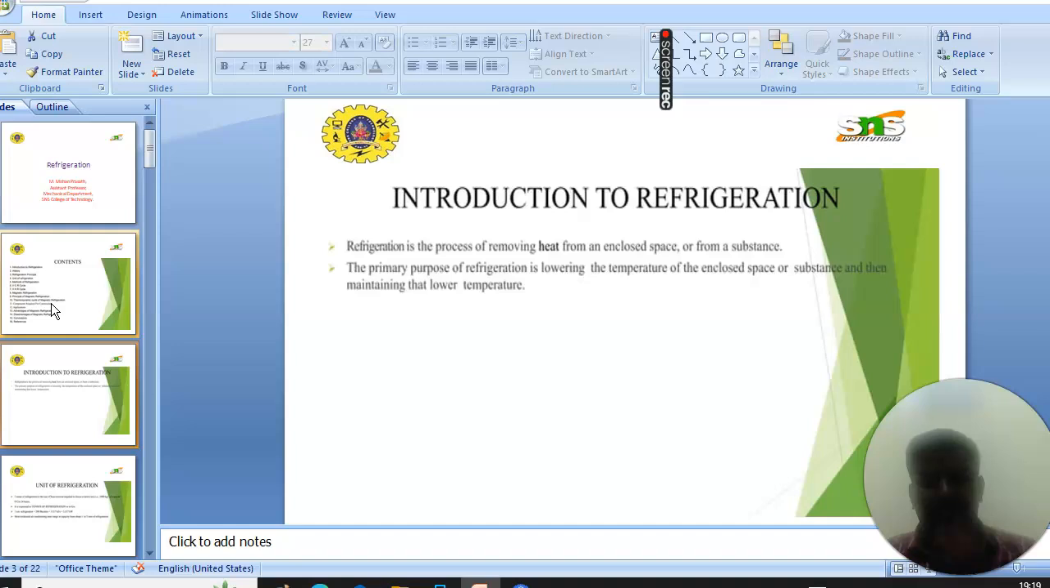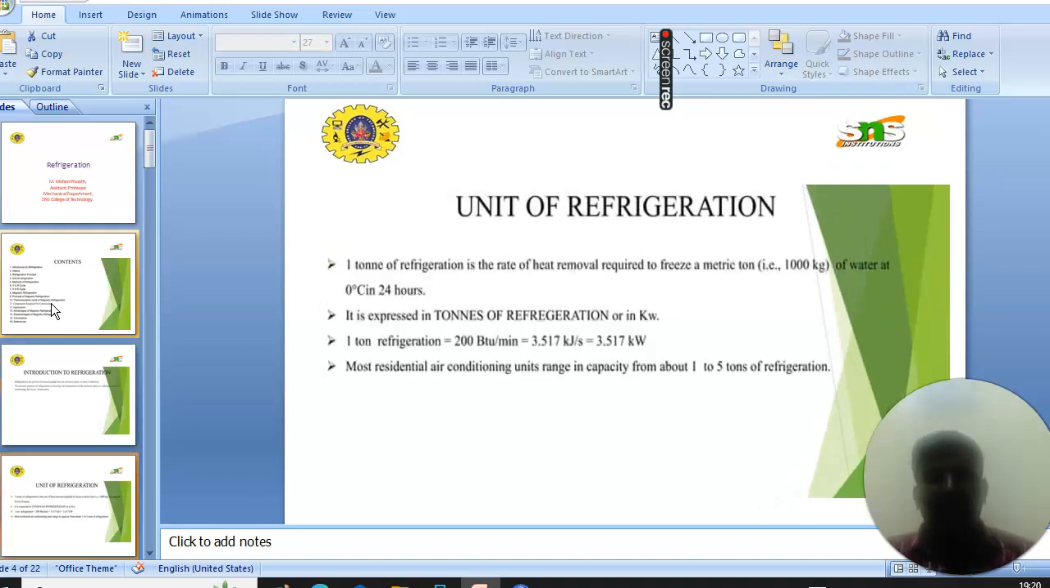The first is the introduction to refrigeration. Refrigeration is a process of removing heat from an enclosed space or from a substance. The primary purpose of refrigeration is lowering the temperature of the enclosed space or substance and then maintaining that lower temperature. The next is the unit of refrigeration.